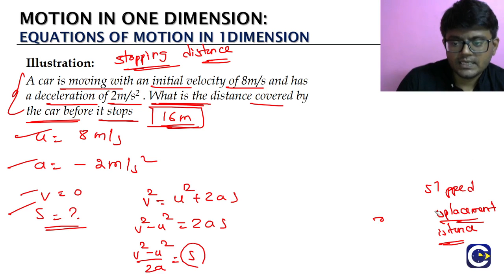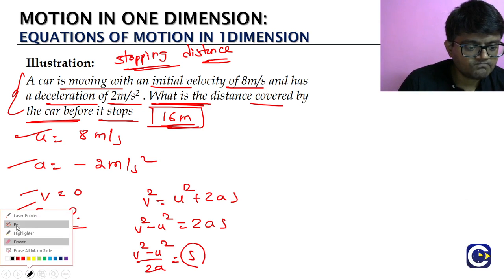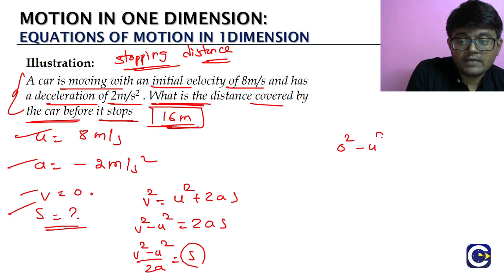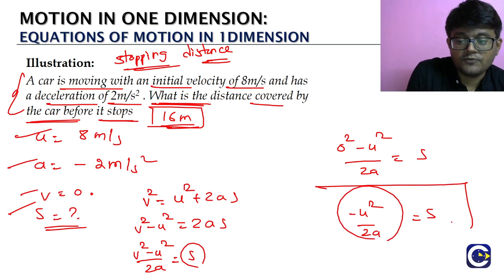What is the S value we are having? S is (V square minus U square) by 2A. So in this, V is always what? 0, because we are talking about the stopping. So 0 square minus U square by 2A is equal to what? Yes, 0 square means 0 only. So it is minus U square by 2A, that is our S. So this is the formula.